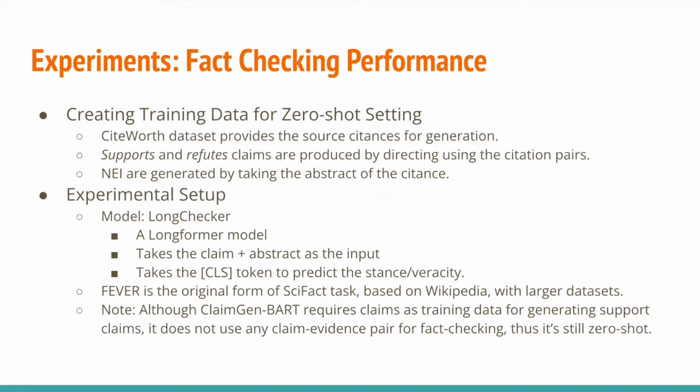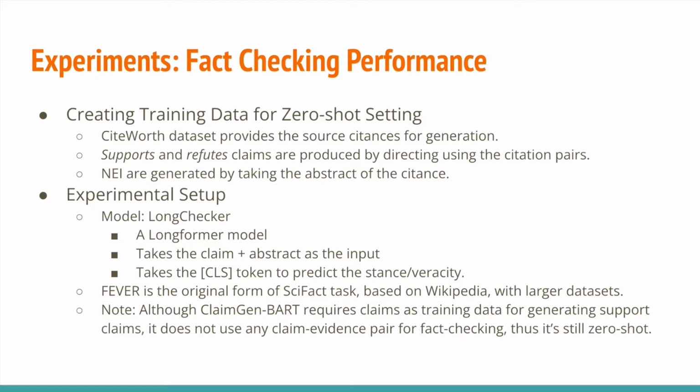By the way, CiteWorth is essentially just a dataset that is built for predicting whether a sentence is actually a citation sentence or not, given the cited paper if available. So it's just that kind of dataset. And here it's used for linking the citances and the cited paper.